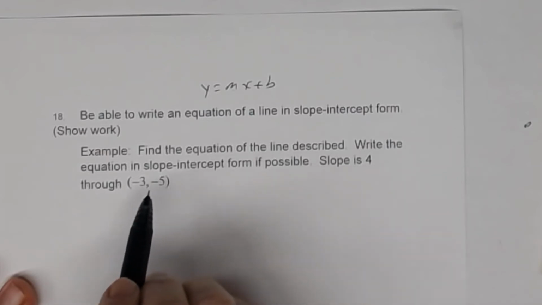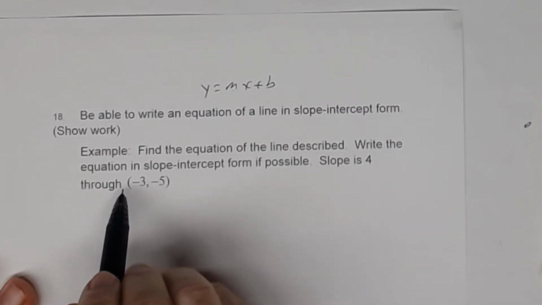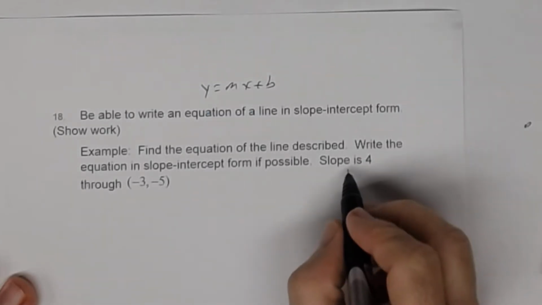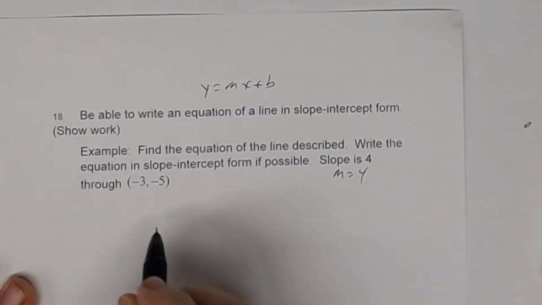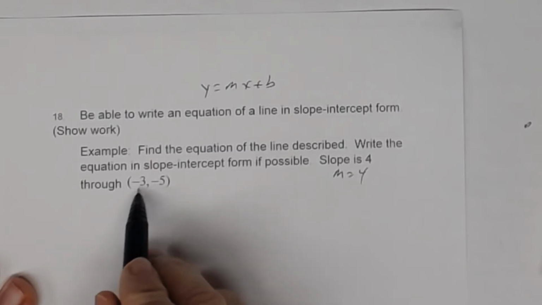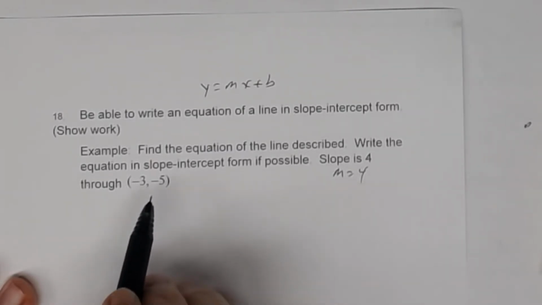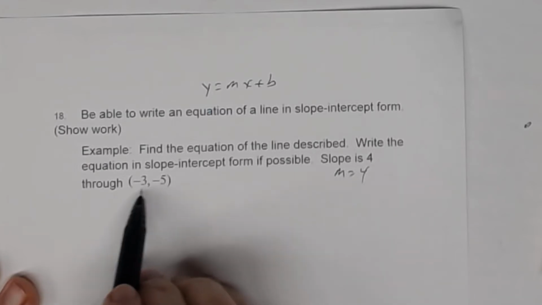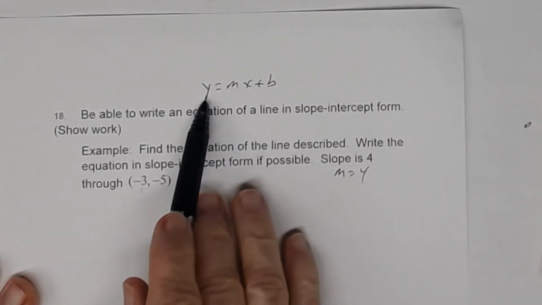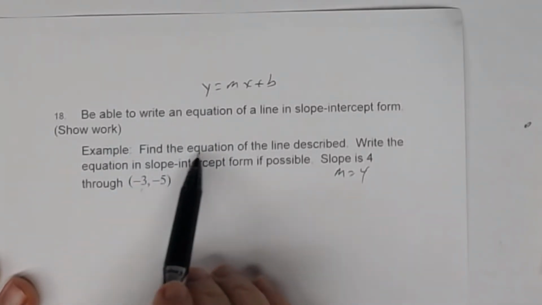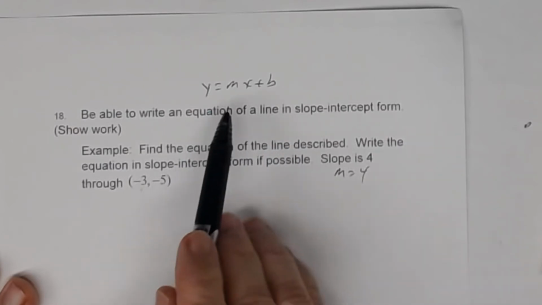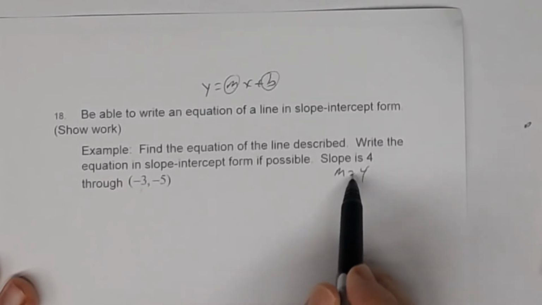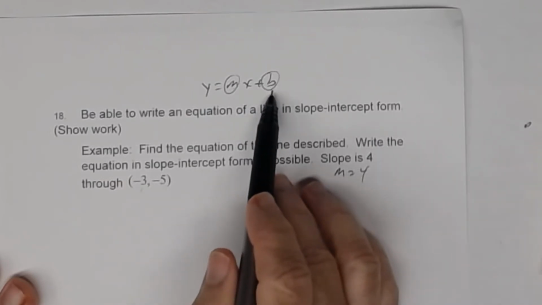Slope is 4, and it goes through this point. All right, this is an easy one because you're told what the slope is. So right away you know that m is 4. And then the point is (-3, -5). If you're going to write the equation of a line in slope-intercept form, you need to know the slope and the y-intercept. I know the slope. The problem is I don't know the y-intercept.